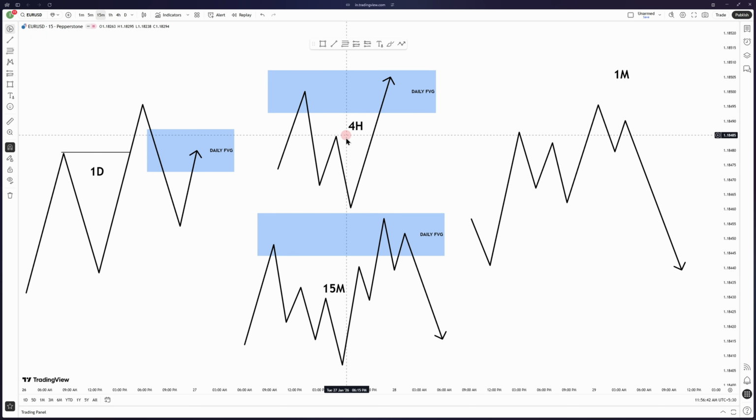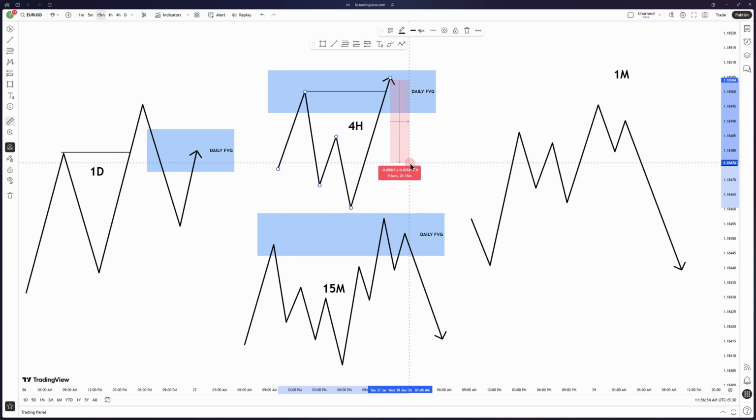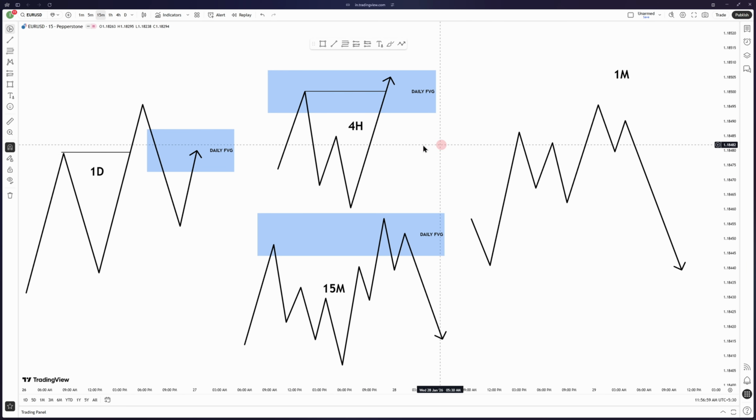So next, we drop down to the 4-hour time frame and look for confirmation inside that daily fair value gap. Here, we can see a high getting swept, which tells us that the 4-hour time frame is also bearish. But still, we can't enter on the 4-hour. Then we move down to the 15-minute time frame to look for confirmation. On the 15-minute, we get displacement and a fair value gap forming, which aligns with our higher time frame bias.